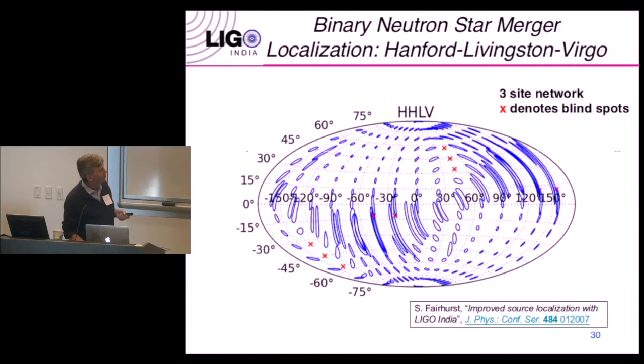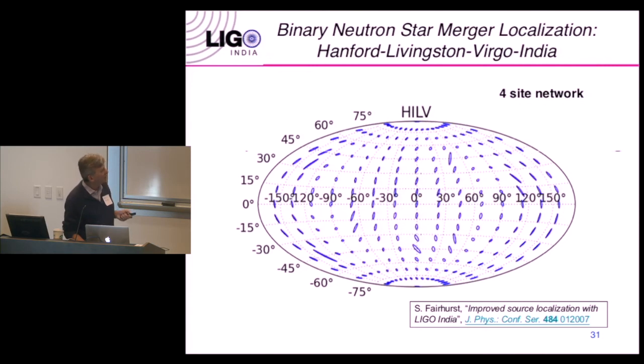All right, but if you just add one more detector to the network, you can see that this cleans up nicely. And this allows you to actually have a full sky coverage with all the detectors. So I think I'm done here.